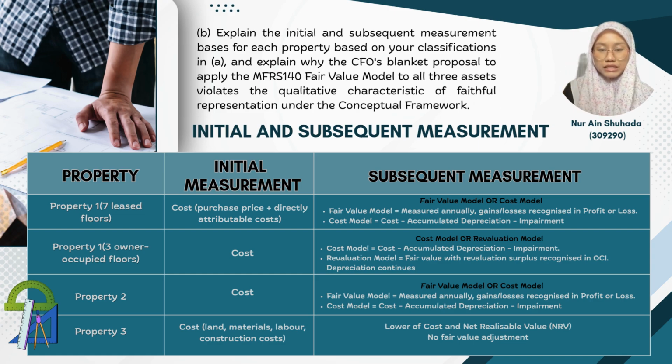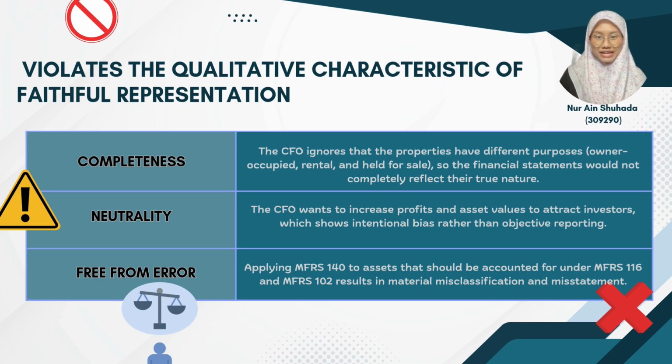For the leased portion of property 1 and for property 2, which are classified as investment property, subsequent measurement may follow either the fair value model or the cost model under MFRS 140. For the owner-occupied portion of property 1, it follows MFRS 116 using either the cost model or the valuation model. Meanwhile, property 3 is subsequently measured at the lower of cost and net realizable value under MFRS 102.